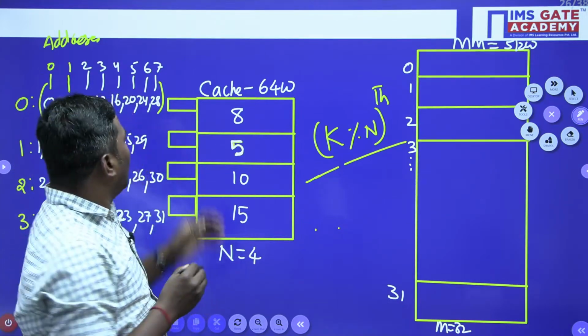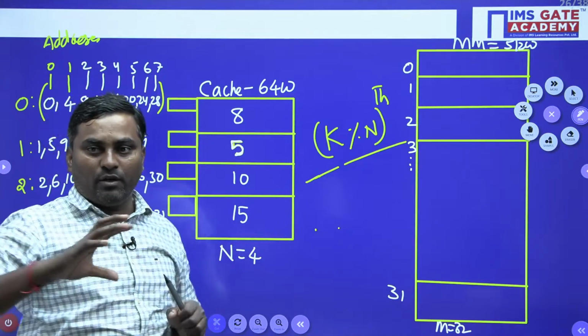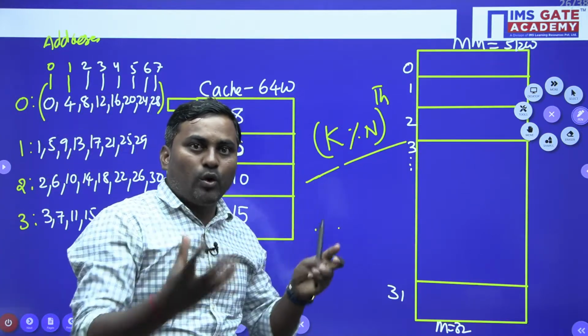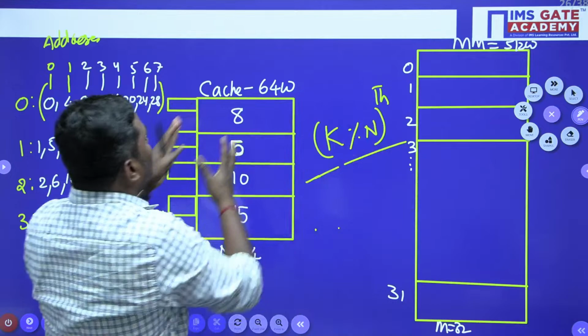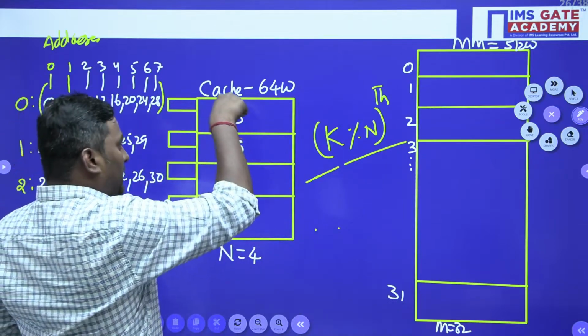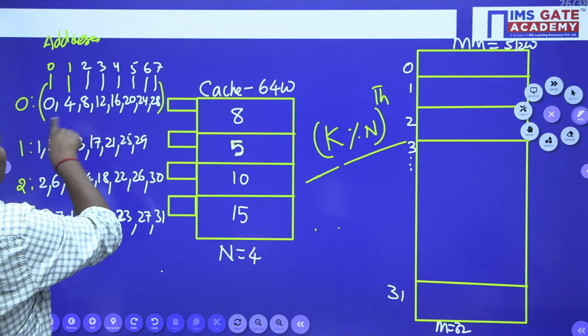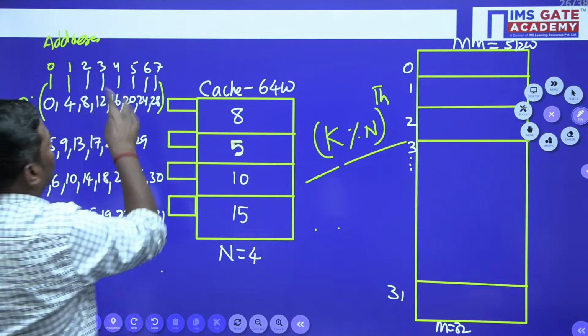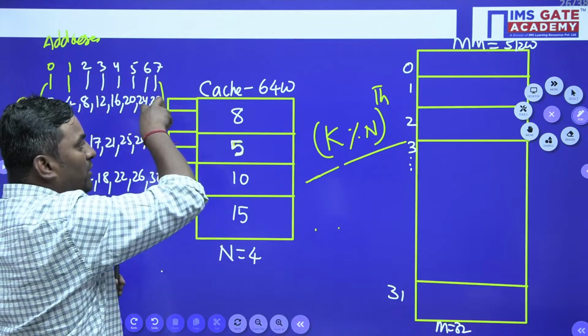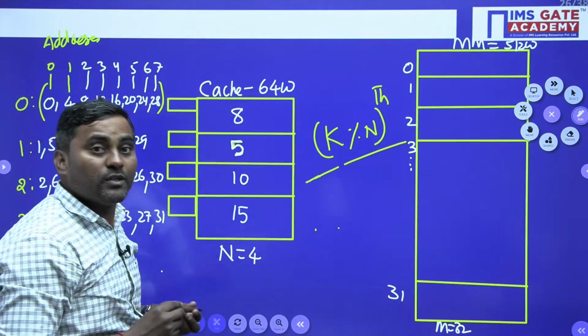Now, how am I updating the tag bits here? Whenever you are loading a block from main memory to cache memory, you need to update those tag bits. The 8th is at position 0, 1, 2. The second block is from this. In total 8 blocks are referring; 8 is the second position, 8 1 is the second position.